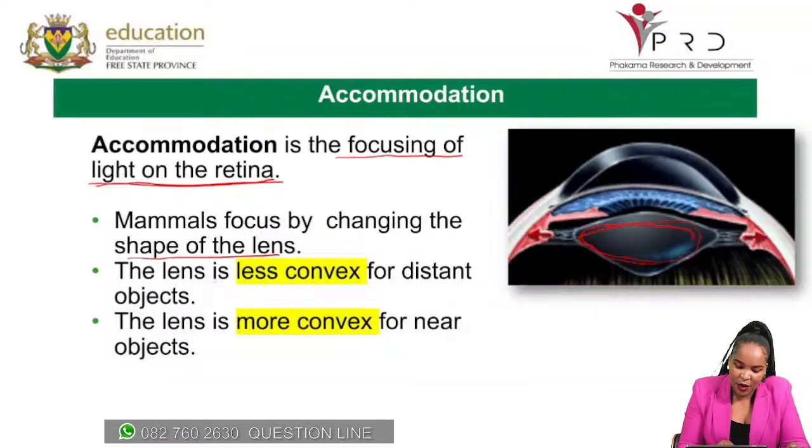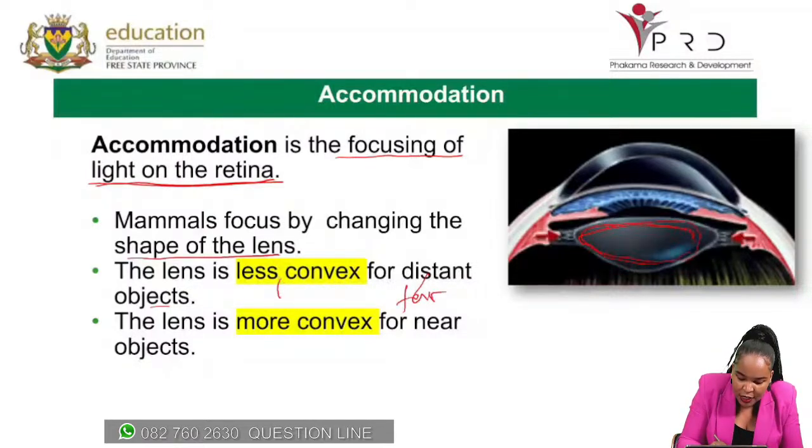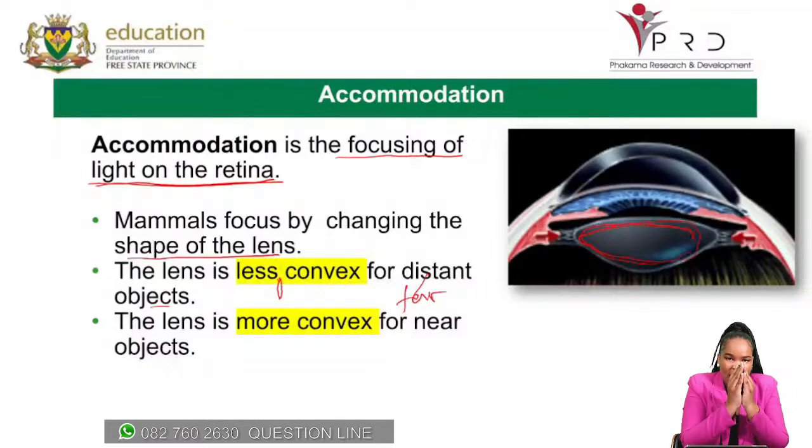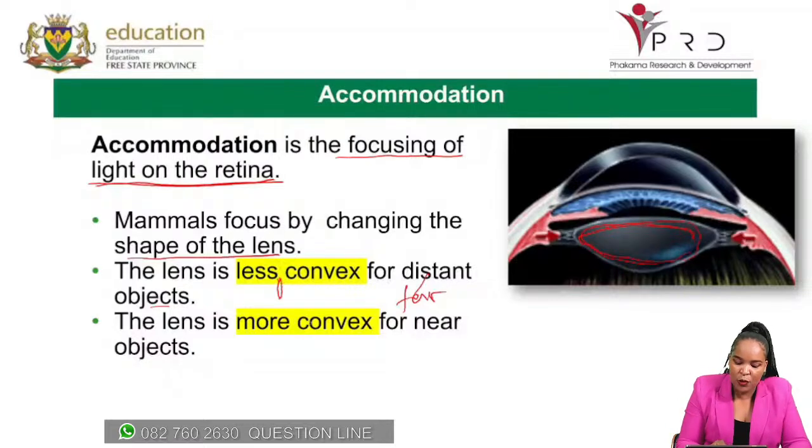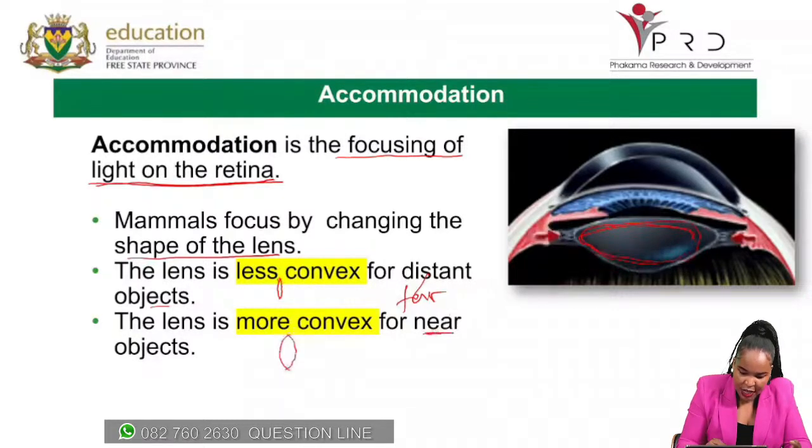Then the lens is less convex for a distant object. When you are looking at something that is far, the lens is going to be less convex. What do we mean by less convex? It is going to be like this, very less convex, very slim. Yeah. Then the lens is going to be more convex for a near object. When something is near, then the lens is going to be more convex. Then it's going to be thick.